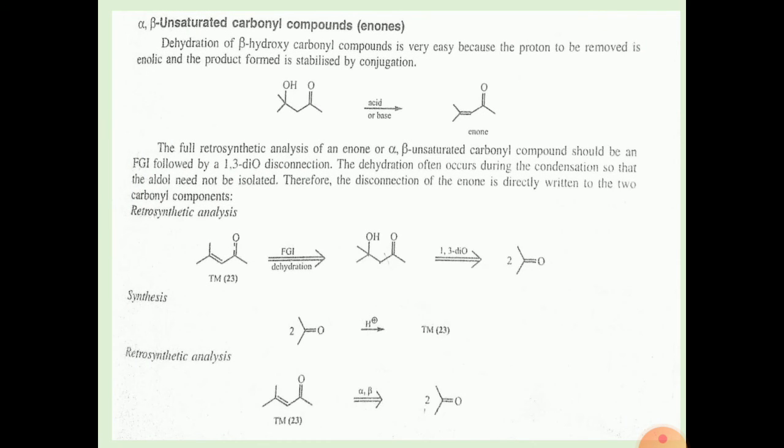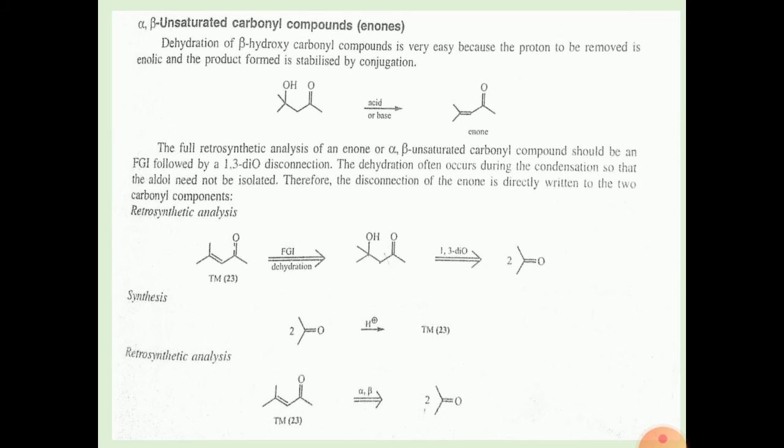For the alpha beta unsaturated carbonyl compound, dehydration of a beta hydroxy carbonyl compound is very easy because the proton to be removed is enolic and the product is stabilized by conjugation. So firstly, the beta hydroxy carbonyl compound is reacted with acid or base, forming the enone molecule. The full retrosynthetic analysis of an enone, or alpha beta unsaturated carbonyl compound, should be an FGI followed by the 1,3 disconnection.